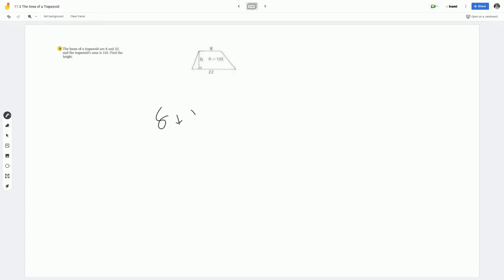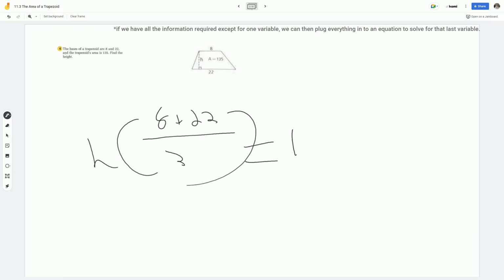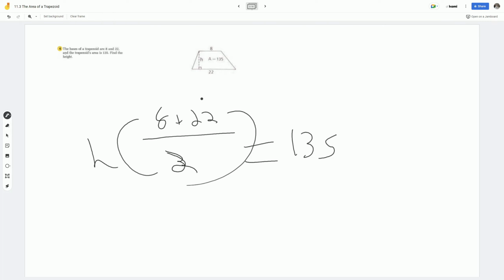So 8 plus 22 over 2 times the height is equal to 135. So what we're doing here is we already know most of the information we need. All we need to do is find the height. So we plug into the equation and we can solve it. So 22 plus 8 is 30, over 2, is 15. H times 15 is equal to 135. H is equal to 9. And yeah, that's the answer.